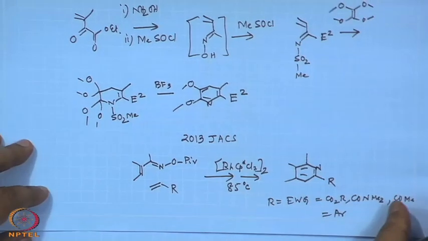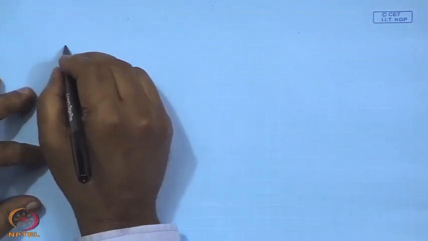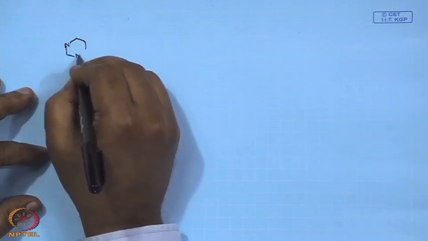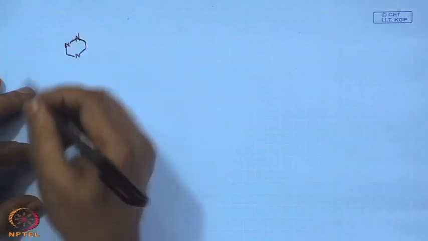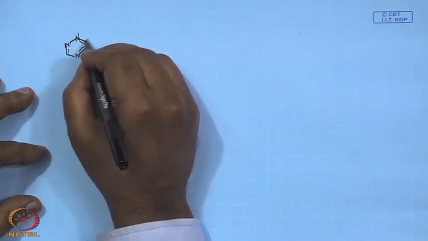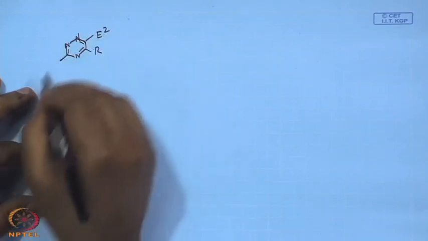Let me give you just a last example. This is a very fascinating example, though. It is somewhat like the Bogert approach. If you begin with a triazine system, you will have, let us say, a triazine system like this, with E, R, let us say E2, and in this case it is a pyridine.